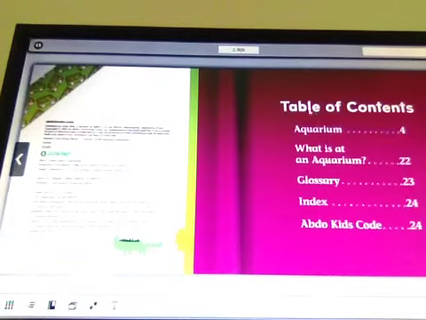This is a feature of many nonfiction books. It's called the table of contents. So there is a word, and then across from the word is a number, which refers to the page where you'll find that. So we're going to learn something about an aquarium on page 4. What is at an aquarium, page 22. There's a glossary and an index. We'll talk about those when we get to them.